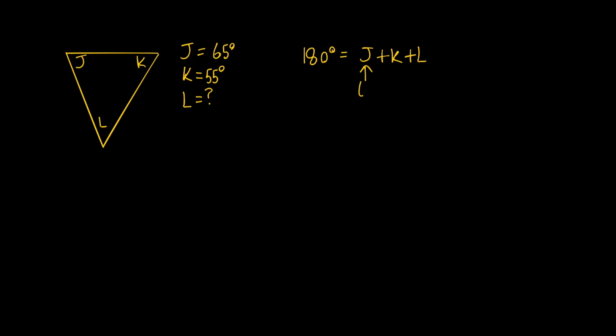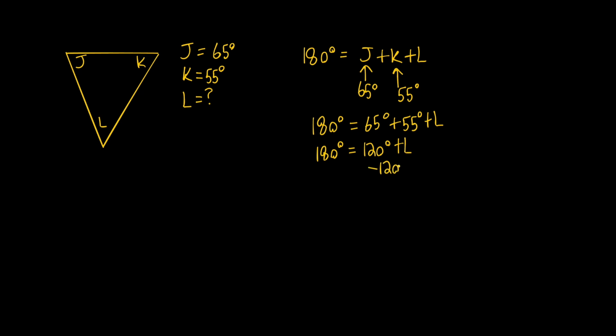So we can sub in 65 degrees as J and 55 degrees as K. That's going to give me 180 degrees is equal to 65 degrees plus 55 degrees plus L, or 180 degrees is equal to 65 plus 55, which gives me 120 degrees, plus L. Now, subtracting 120 degrees from both sides, we get back that 60 degrees as L is our final answer here. And this is also going to be an acute angle.